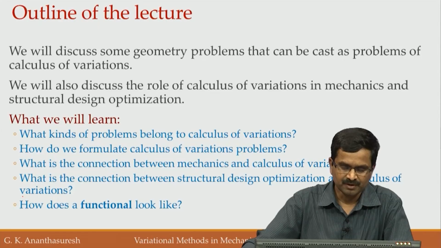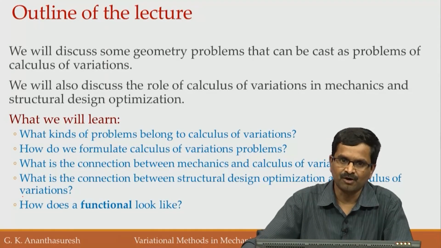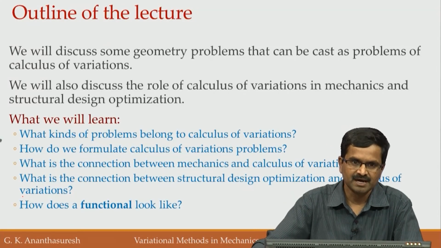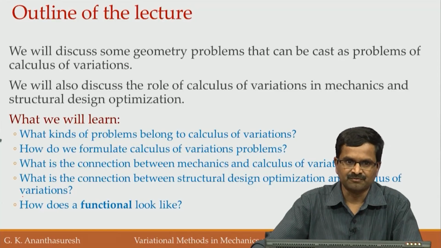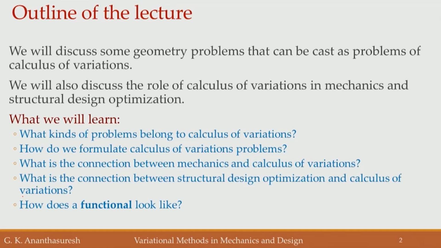And we will also look at how we can formulate them as the calculus of variations problem, and look at the connection between mechanics and calculus of variations, historically how the field of mechanics evolved or co-evolved with calculus of variations, and then look at the connection between structural design optimization and calculus of variations. In all of this we will learn one thing, which is about a functional. We used that word in the last lecture also. Today we will look at a number of functionals so that we know how a functional looks like.